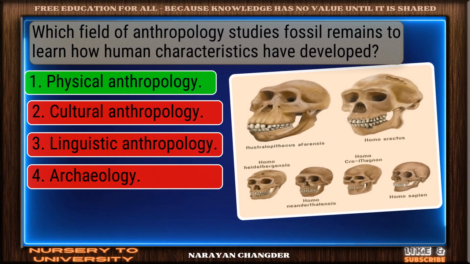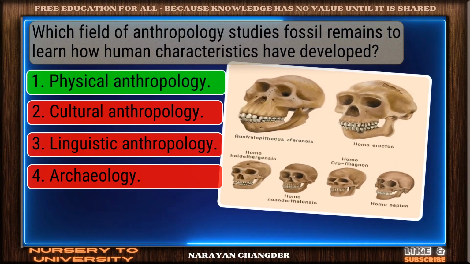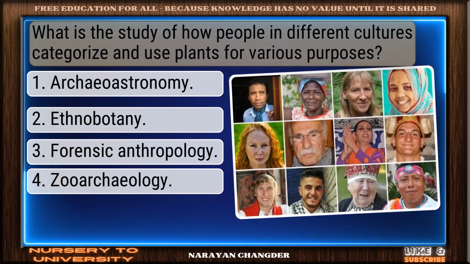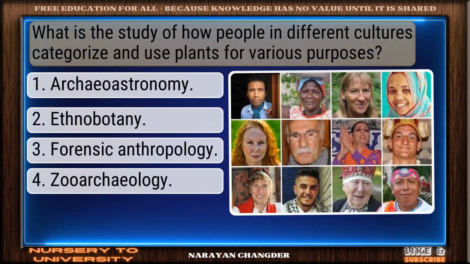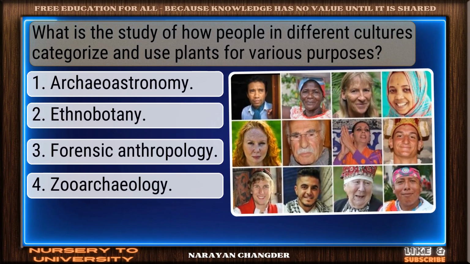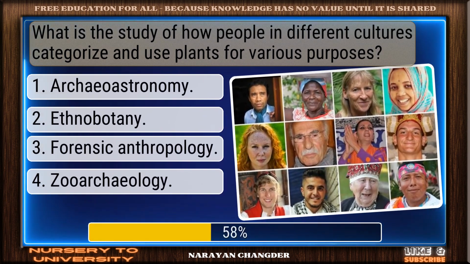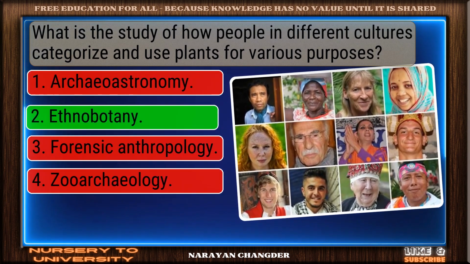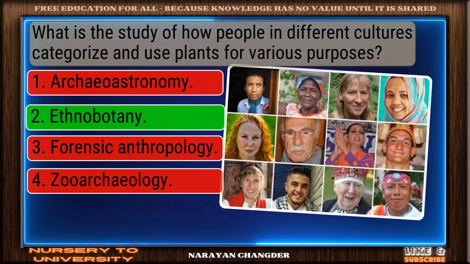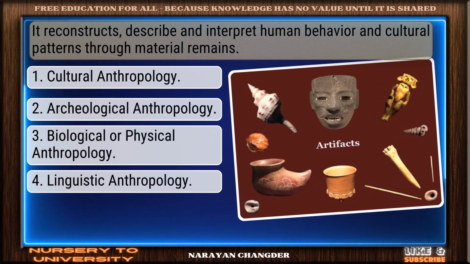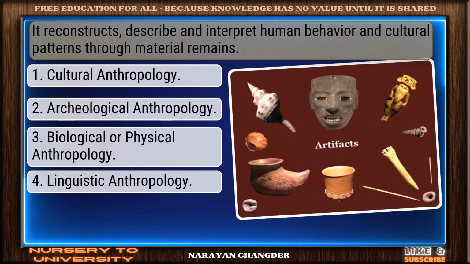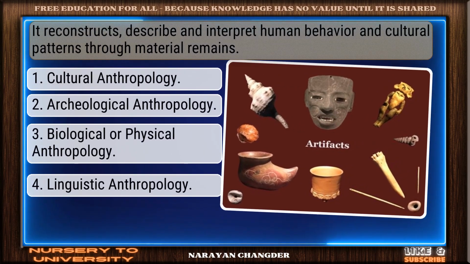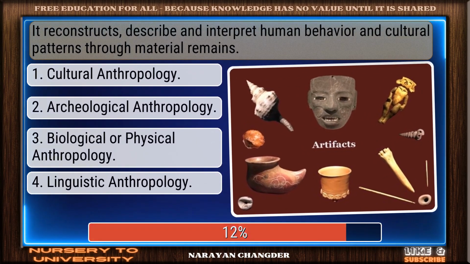Solid response. Physical anthropology is a valid choice. What is the study of how people in different cultures categorize and use plants for various purposes? Well picked. Ethnobotany is the correct answer. It reconstructs, describes, and interprets human behavior and cultural patterns through material remains.